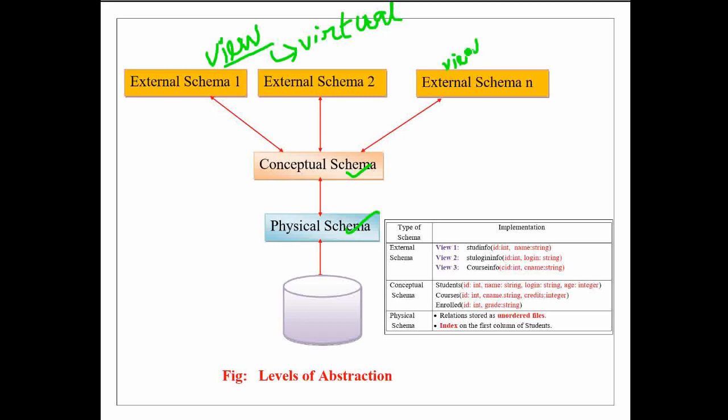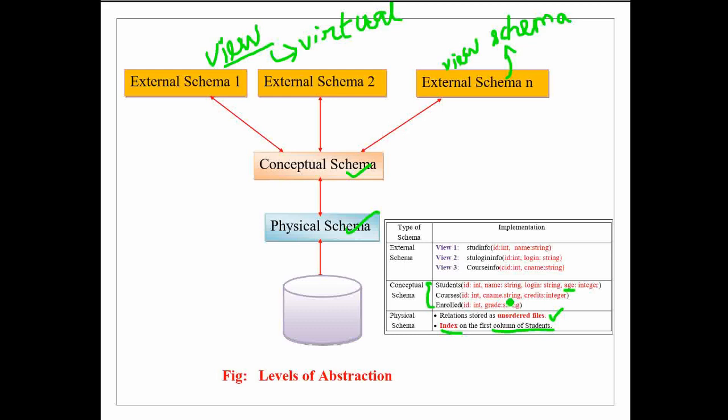Here examples for each schema are given, and here a physical schema describes the file organization as the unordered file organization, and for accessing the records indexing method is used, where index is created on the first attribute of the table. And here conceptual schema defines three tables named students, courses and enrolled, where student table has four attributes such as ID, name, login and age.